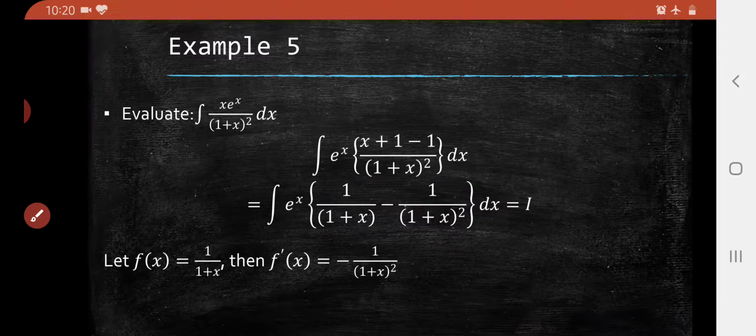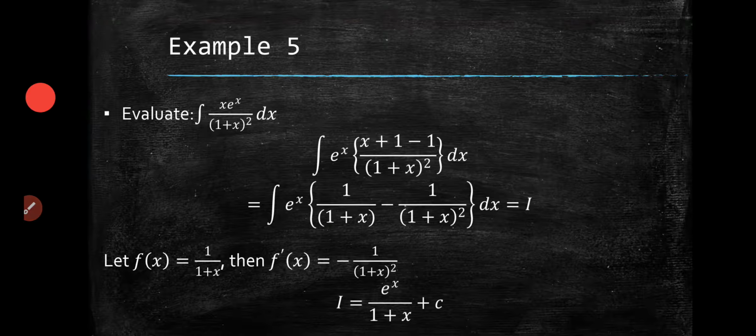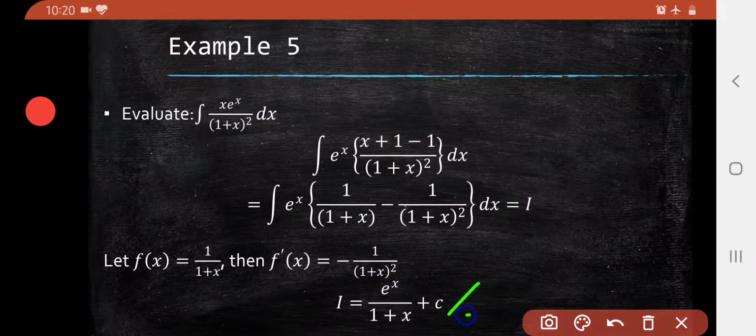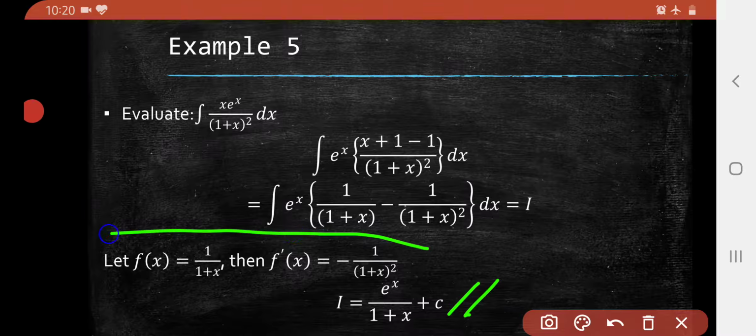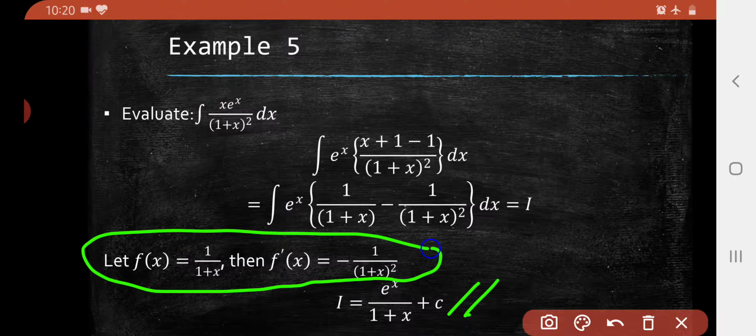So therefore I need not prove the formula, I can directly write that the integral is going to become e to the power x by 1 plus x plus c. To write this answer directly, I must show this step. This step is important to show which one is fx and which one is f dash x. And once I can show this, then definitely I can write my final answer like this. So that's how we do it.